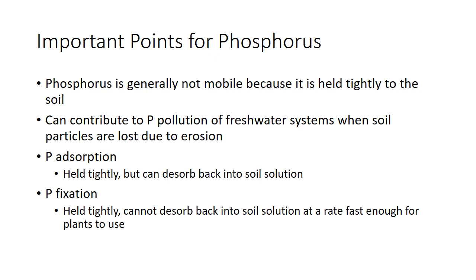So phosphorus adsorption is where it's held tightly, but not super tightly. It's still eventually plant available. Phosphorus fixation is where it's held very tightly, but it cannot desorb back into soil solution, at least not at a fast enough rate where it could be used within the same growing season that it became fixed. So it's going to take many years, if not hundreds of years, for that phosphorus to become available again.